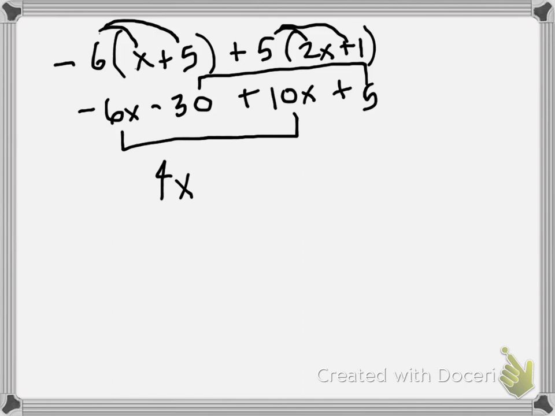Negative 30 plus 5, those are like terms. We can combine those as well. So negative 30 plus 5 is negative 25. And the variable part stays the same. There was no variable part, so it's going to still be a constant after we're done with combining there.